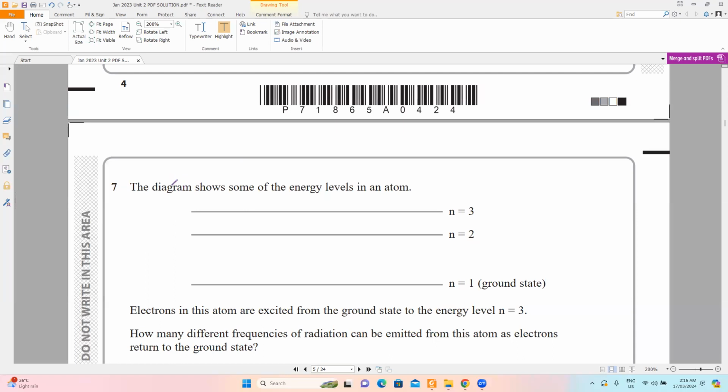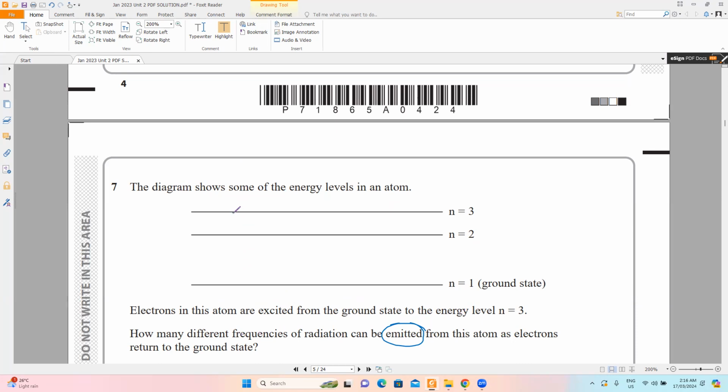So the diagram shows some of the energy levels in an atom. Electrons in this atom are excited from the ground state to the energy level 3. How many different frequencies of radiation can be emitted? Focus on the word emitted. So the electron has already been excited to level 3, N3. So how many ways can it drop down?